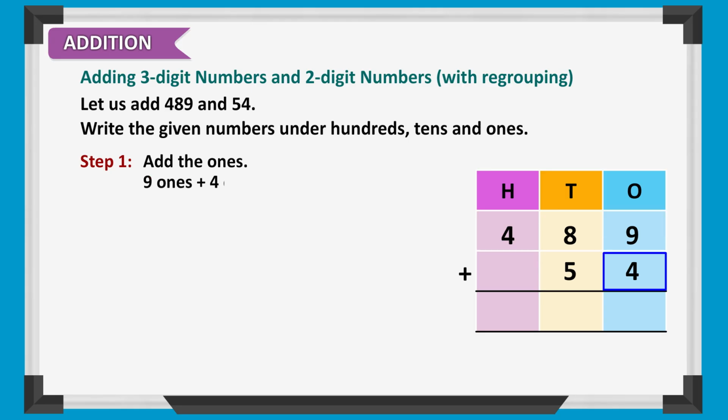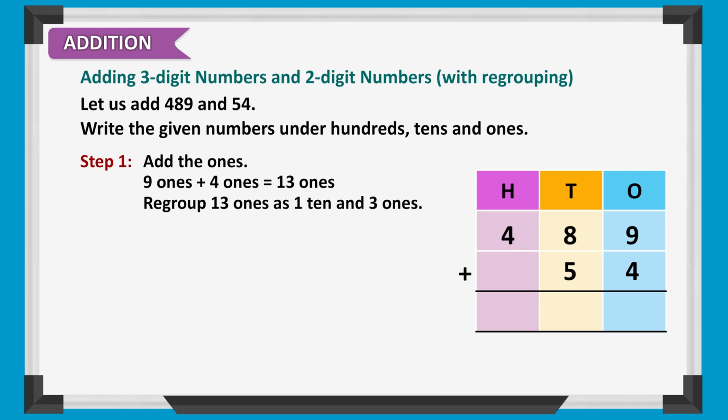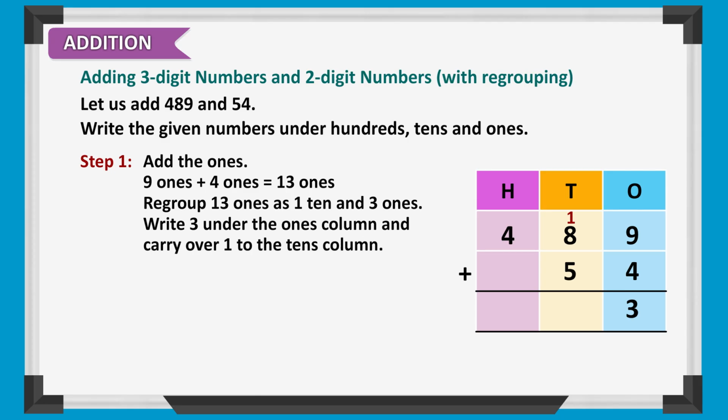9 ones plus 4 ones is equal to 13 ones. Regroup 13 ones as 1 ten and 3 ones. Write 3 under the ones column and carry over 1 to the tens column.